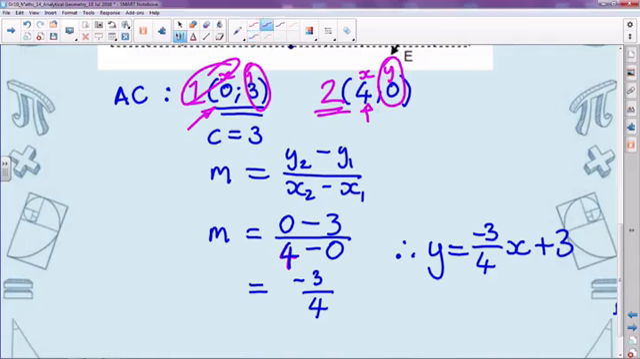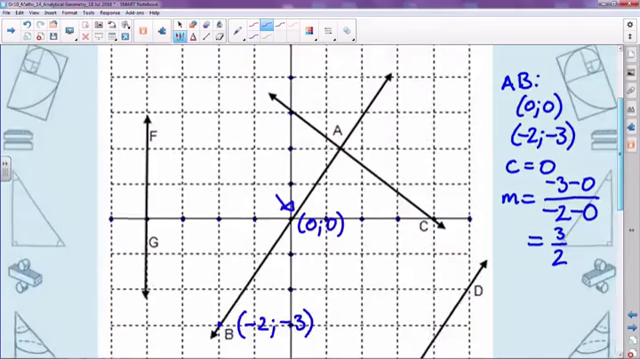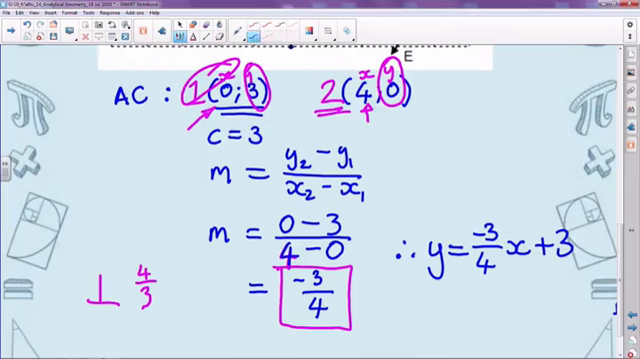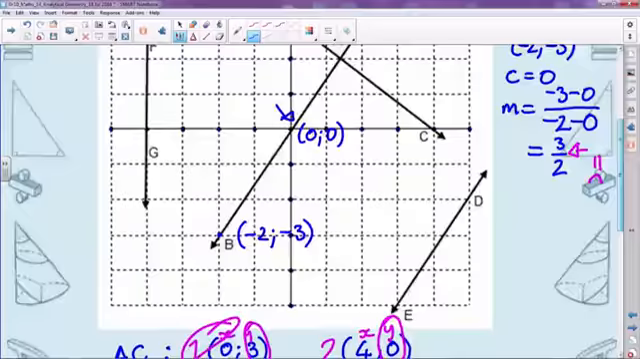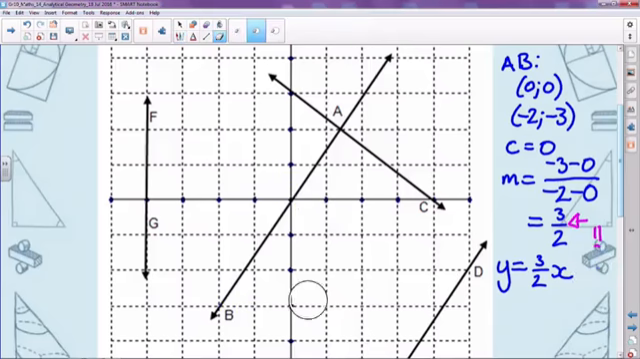Oh, I was wrong. No, this has a gradient of -3/4. So the perpendicular line to that would have a gradient of 4/3. Does this have a gradient of 4/3? No, it doesn't. So I assumed incorrectly. Let's go back up to our equation and substitute it all in. y equals 3/2 x plus 0. Do I need to write the 0? No, I don't. Okay, the last line we have just enough time to do was FG.